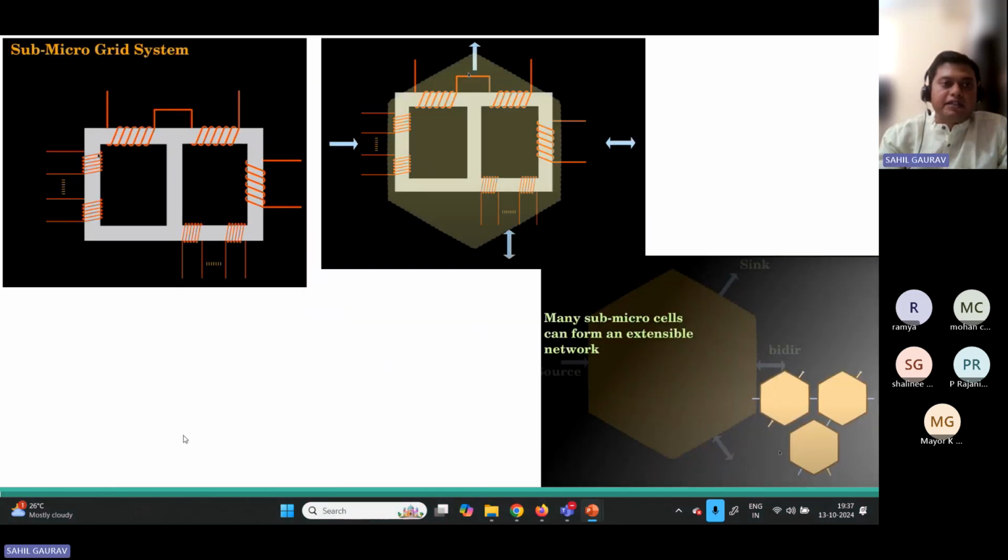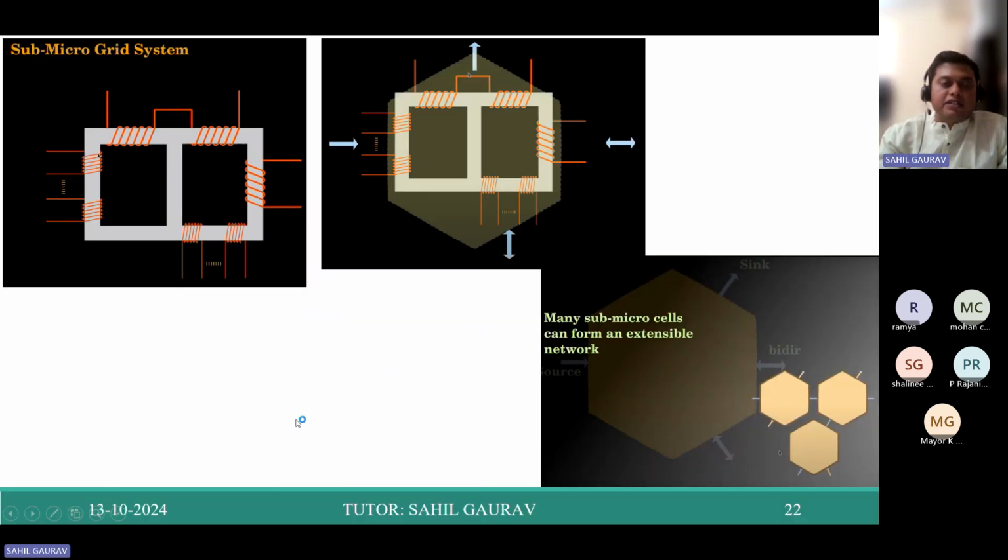So you can extend this concept: you can have multiple shunt compensation, and you can have multiple series compensation. So in this way, many micro cells can form an extensible network.